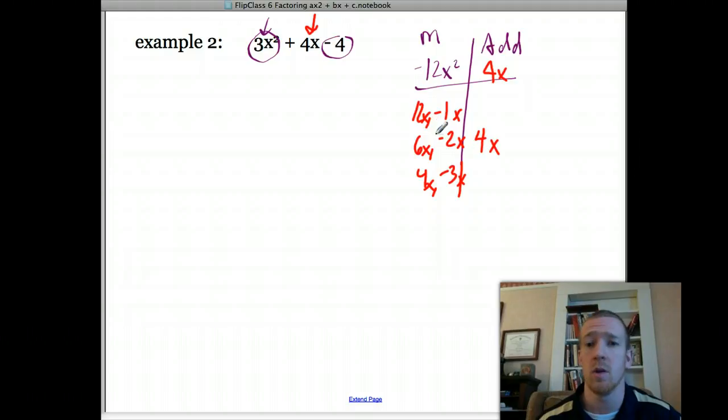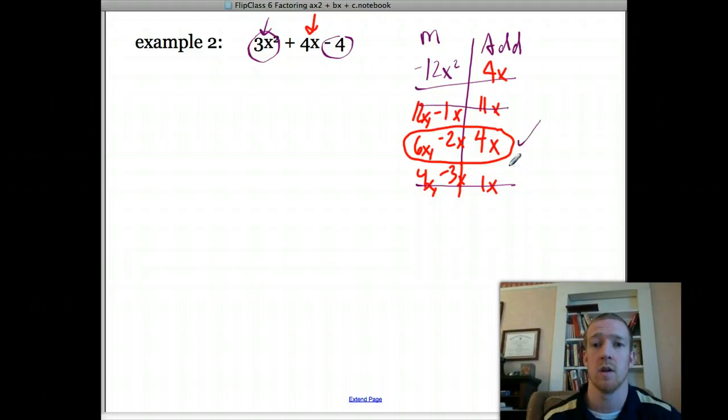Now, if you don't notice right away that it's this one, then you can go through all the possibilities and write out all the sums. So this is 11x, this is 1x, and you see that none of these work. That doesn't work, that doesn't work. This is our pair. So 6x and negative 2x are our numbers we're going to use.